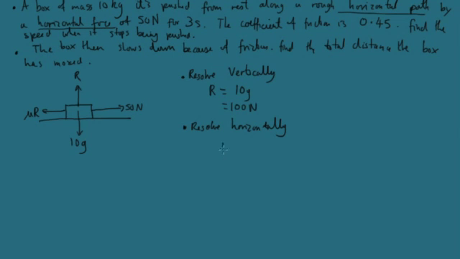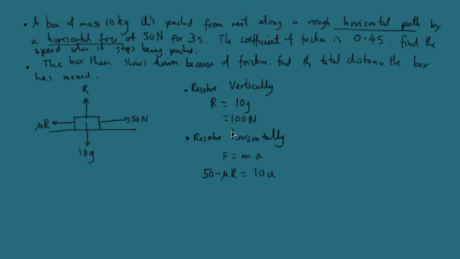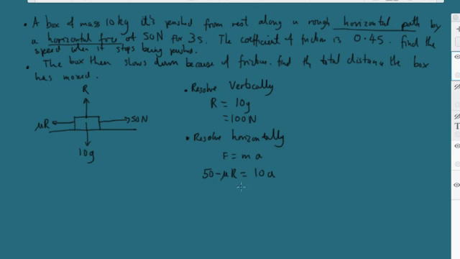So F equals ma, so the force is, we've got 50 in this direction, and in the opposite direction we've got friction, so that must be negative mu R, and that must be equal to the mass, which is 10 times a. So using this, we then get a value for a, which is 0.5 meters per second squared.